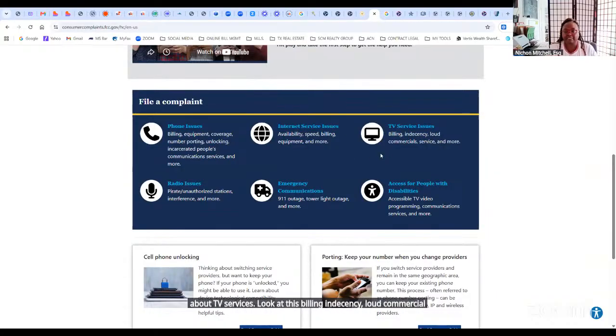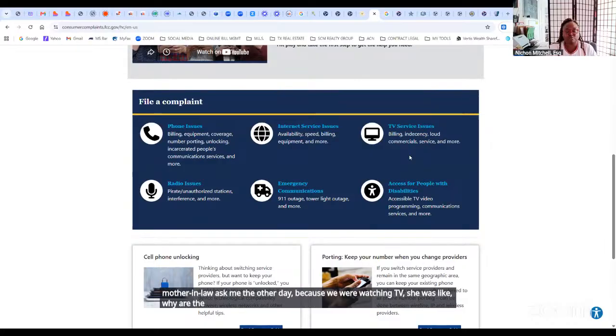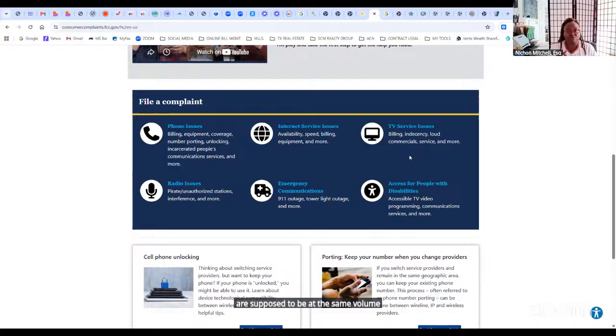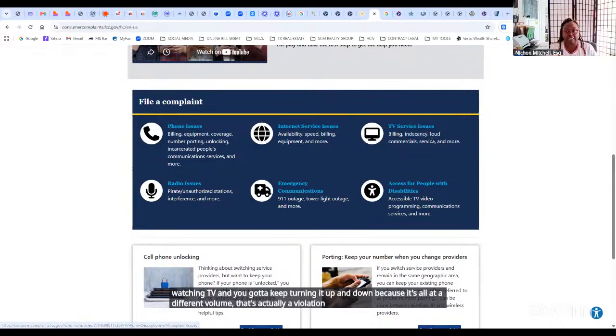I had my mother-in-law ask me the other day because we were watching TV. She was like, "Why are the commercials so much louder than the program?" Did y'all know that's an FCC violation? When you're watching TV, the commercials are supposed to be at the same volume as the TV. So if you're watching TV and you got to keep turning it up and down because it's all at a different volume, that's actually a violation. And so see this, loud commercials, that is. You file an FCC complaint.